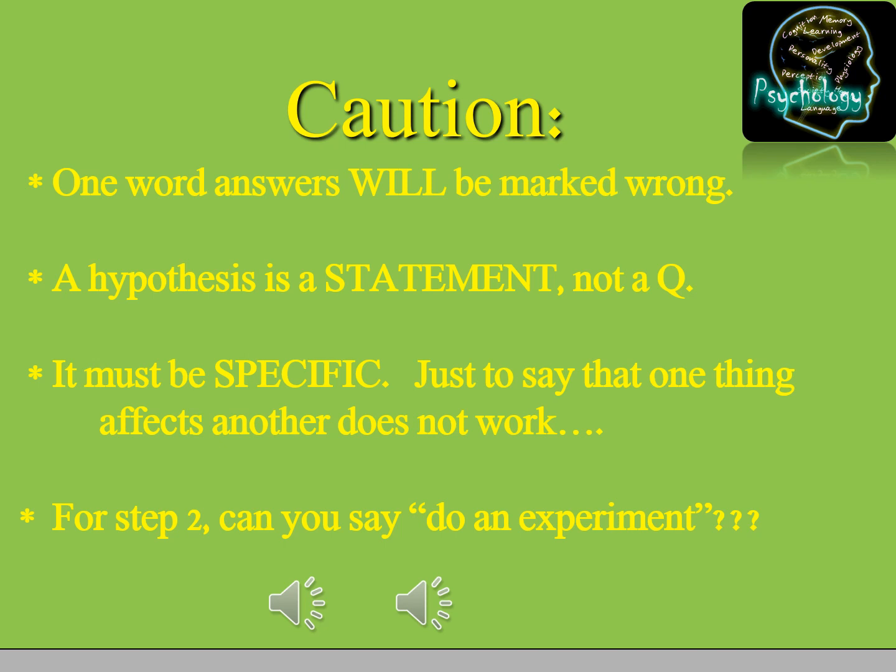Why is this not correct? It says do an experiment, which means you must do an experiment. But what if the person wants to do a correlational study, a survey method, and so on? So your answer must include all the possibilities. If you say gather data, that includes all the possibilities. If you say test your hypothesis, that includes all the possibilities. So your answer must be inclusive. So do an experiment only limits you to an experiment. So you would not receive the credit. So again, caution on your test.